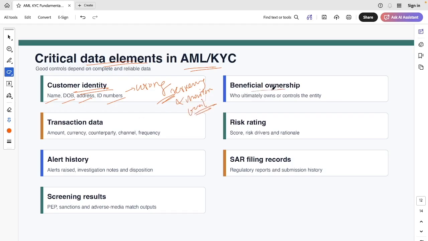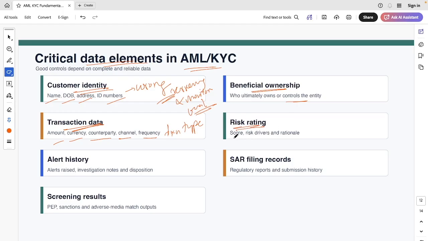Second is beneficial ownership. For companies, the bank must identify who ultimately owns or controls the entity. This is very important because criminals may hide behind complex company structures. Third is transactional data. This includes the amount, currency, counterparty, channel, frequency, transaction types.